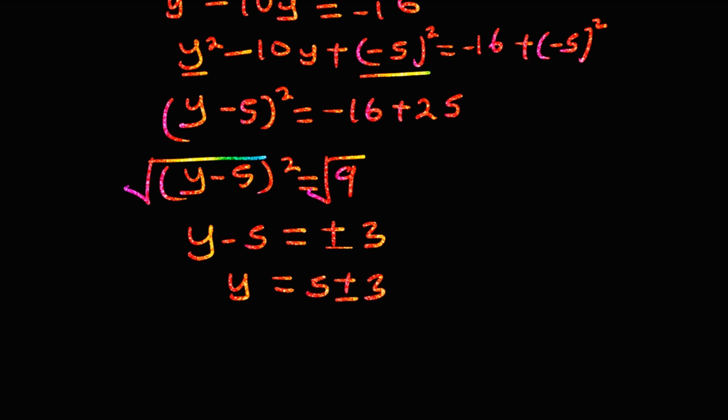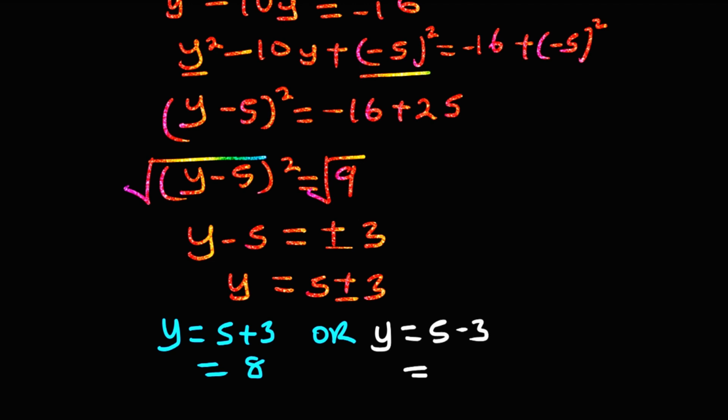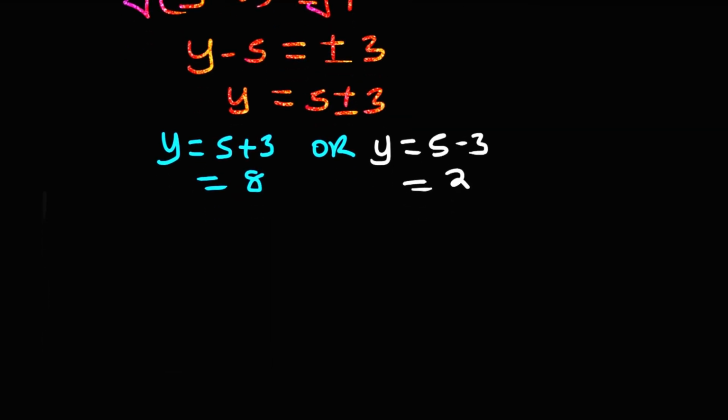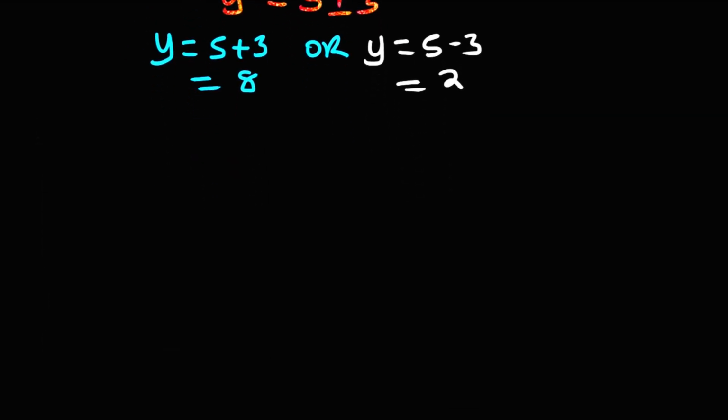So from here we can get two values of y. So one, y can be given by 5 plus 3, which is just 8, or y can be given by just 5 minus 3, which is just 2. So we have two values of y, and remember, we were not solving for y, we were solving for x, and we had an expression that 2 power x equals y. So we can use this to solve for x.